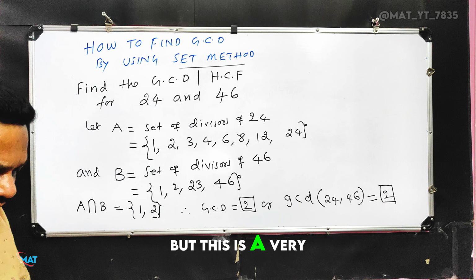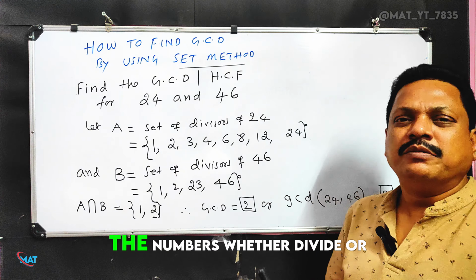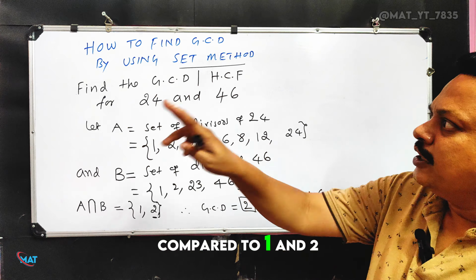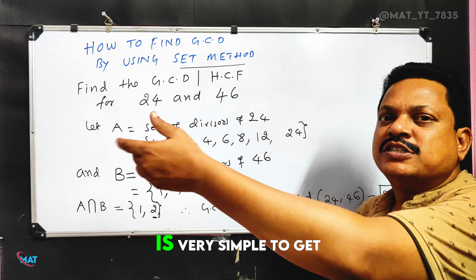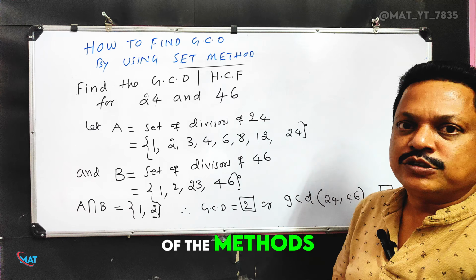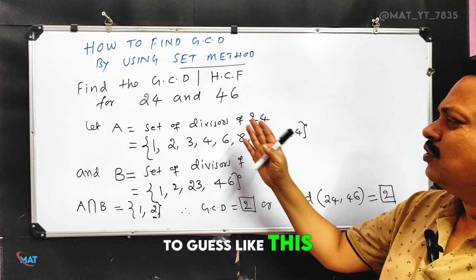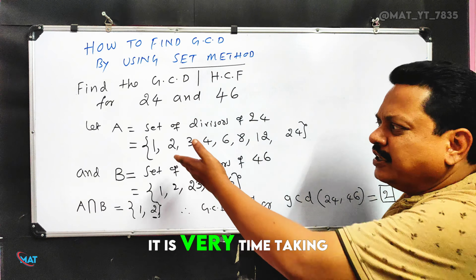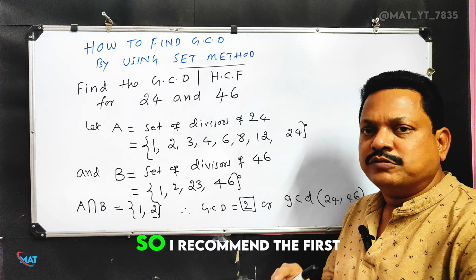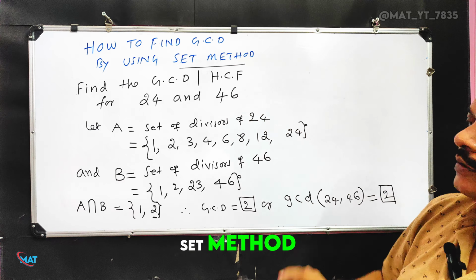But this is a very time-taking procedure. We have to check all the numbers whether they divide or not. It is time consuming. Compared to the first and second, I recommend the first one, which is very simple to get the GCD. This method is one of the methods you should know how to compute. For small numbers, we are able to guess like this. If the number is very huge, it is a very time-taking process. Only a computer can generate all the divisors. So I recommend the first one when compared to this one, the set method, to compute GCD.